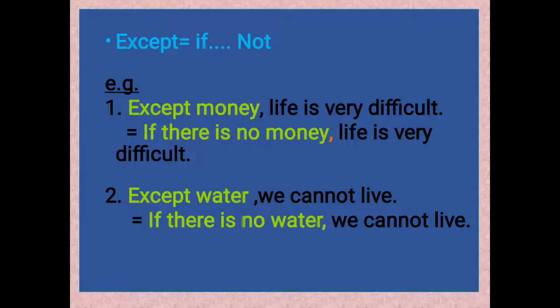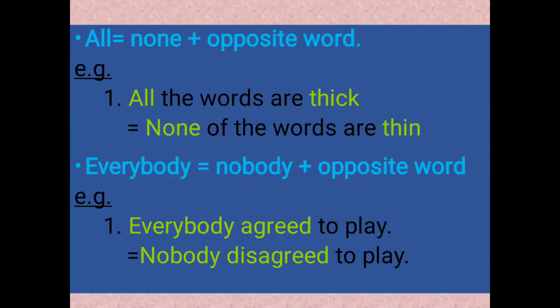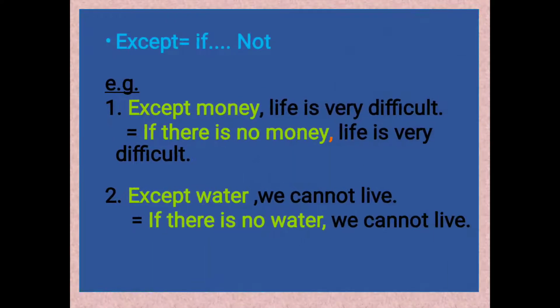Now except. Let's see how it works. The affirmative sentence is except money life is very difficult. So instead of this except money, we are going to use if there is no money, life is very difficult. One more example, except water, we cannot live. If there is no water, we cannot live. So instead of except, you can use if no.